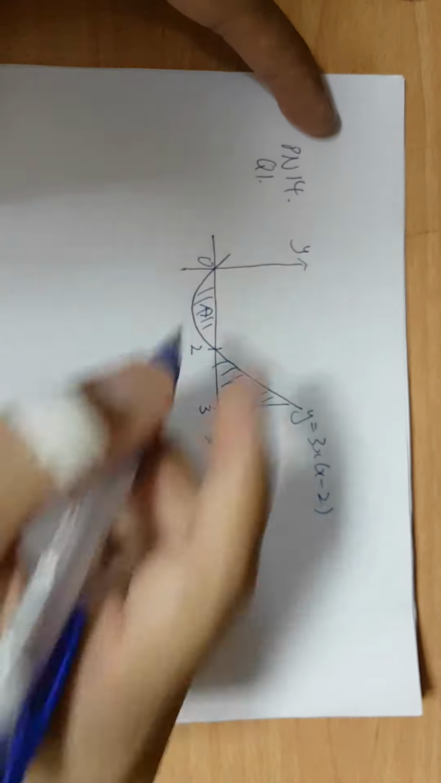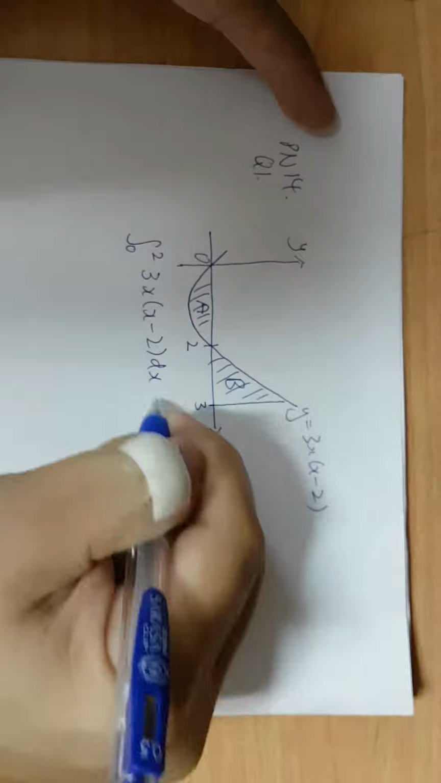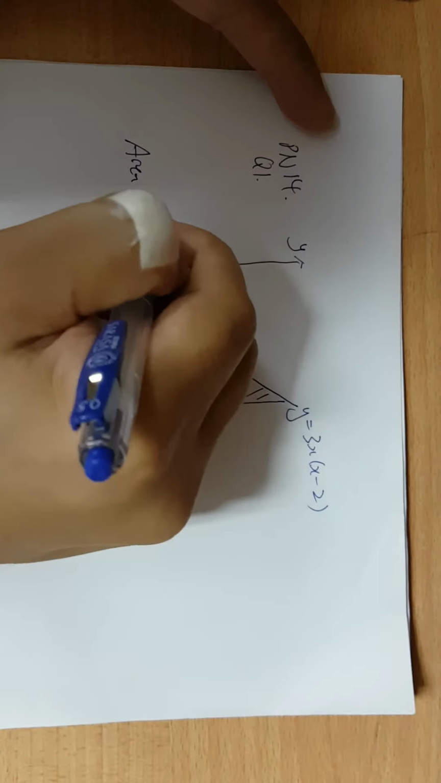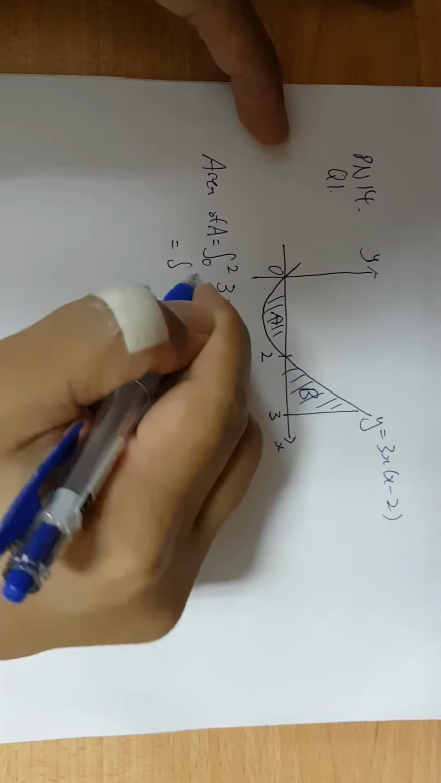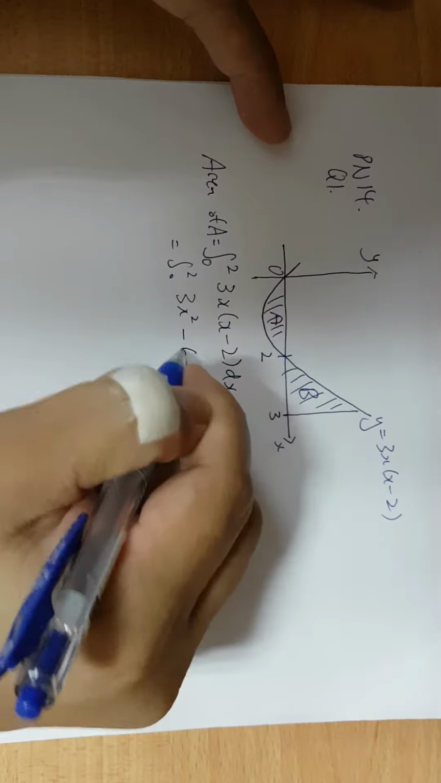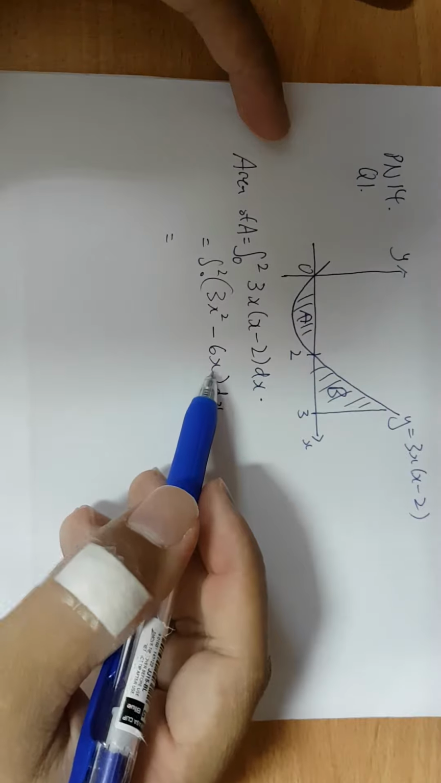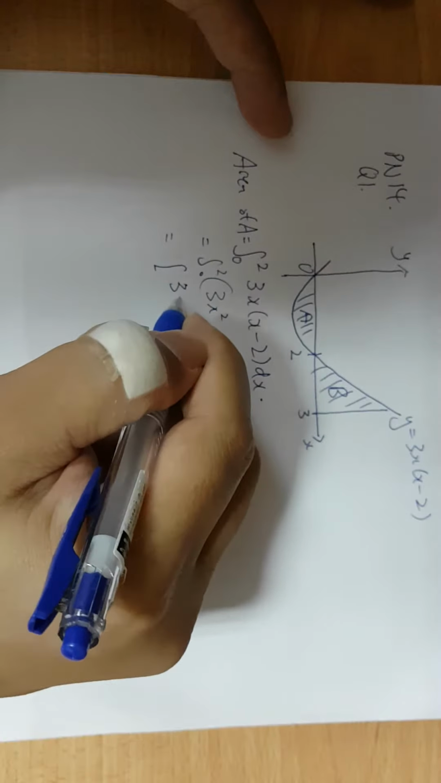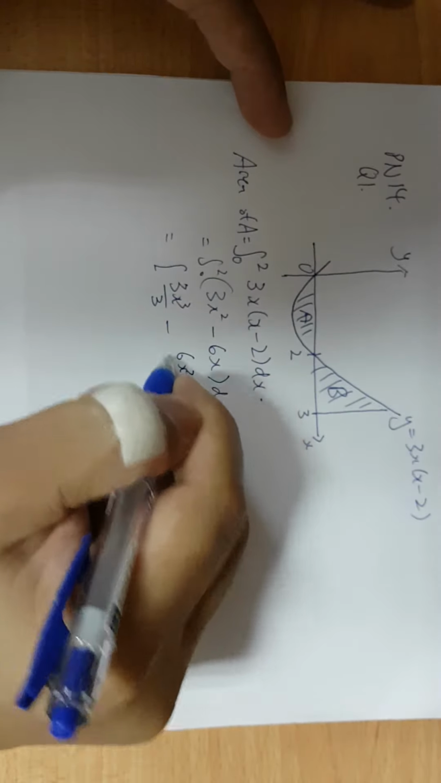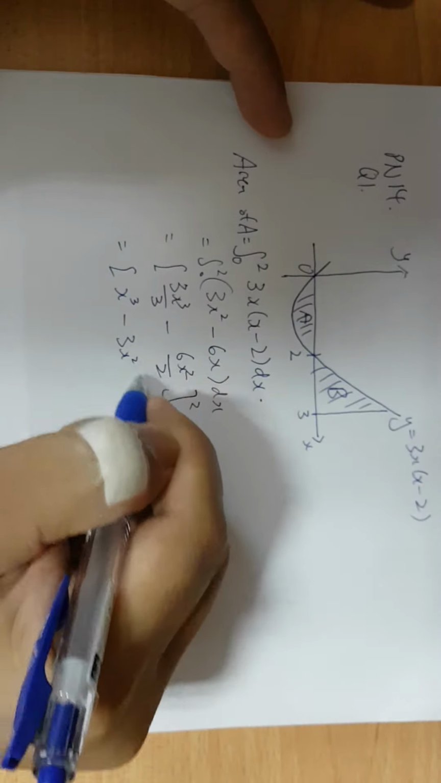Okay, let's say I integrate from 0 to 2. So sorry, area of A. Area of A equals to, before we integrate, expand first: the integral of 3x squared minus 6x dx. Let's say I integrate this, I will have 3x cubed over 3 minus 6x squared over 2. So it will be x cubed minus 3x squared.